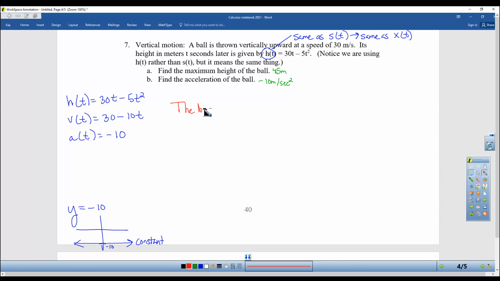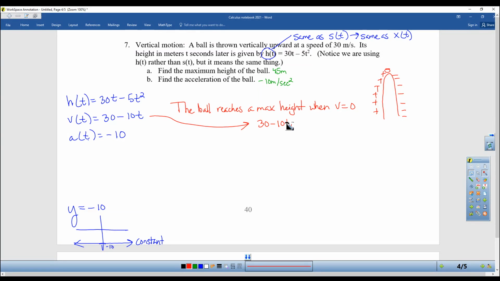So this one is just like what we did before with maximum height of the ball. The ball reaches a maximum height when the velocity becomes 0. So it's going up, right? It's going up. It has a positive velocity all the way up. It's getting slower, has a 0 velocity at the top, and then it starts to have a negative velocity as it comes back down. So I'm going to set the velocity equal to 0. 30 minus 10t is equal to 0. T is equal to 3.